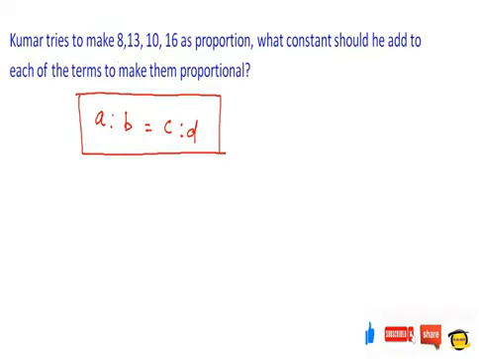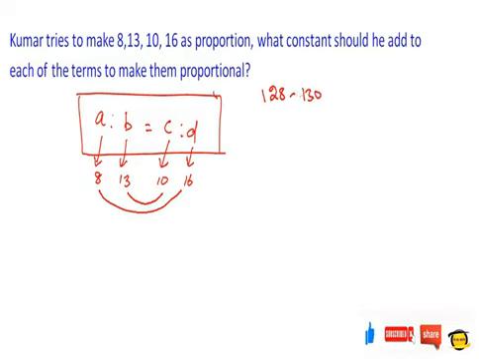Alright. Now, let's assume the 4 given terms as A, B, C and D. So A is 8, B is 13, C is 10 and D is 16. Even though they are not proportional so far, we'll just assume this. Alright. Now let's get into the trick directly. So first of all, find out the product of the 2 extreme terms, which is 8 multiplied by 16, which is going to give us 128. Similarly, find out the product of the 2 mean terms, which is 13 times 10, 130. Alright. Now find the difference between the 2 products, which is going to give us 2.